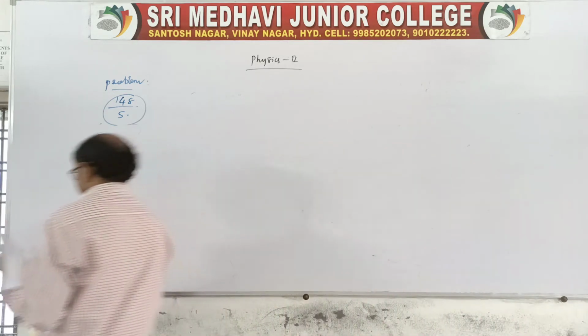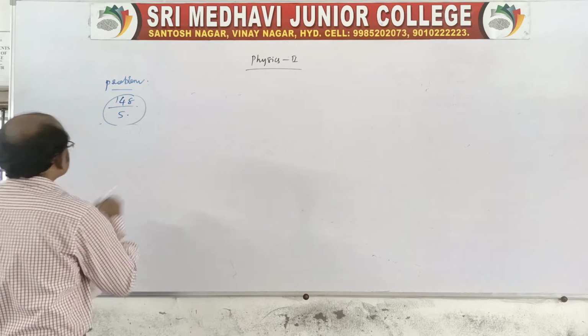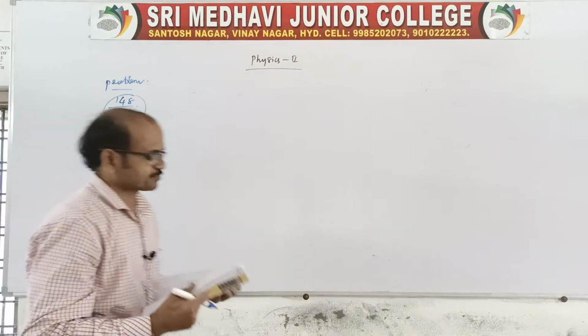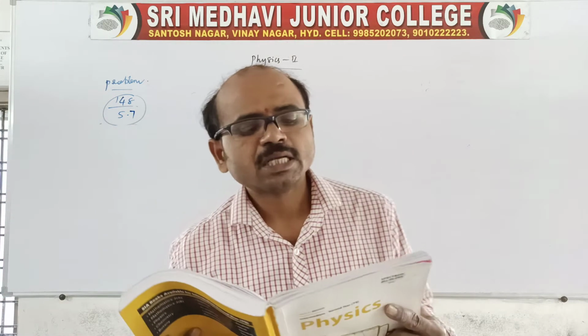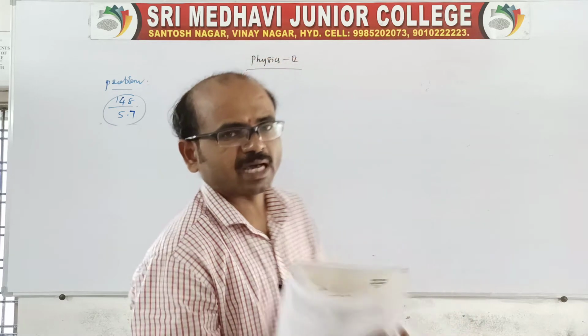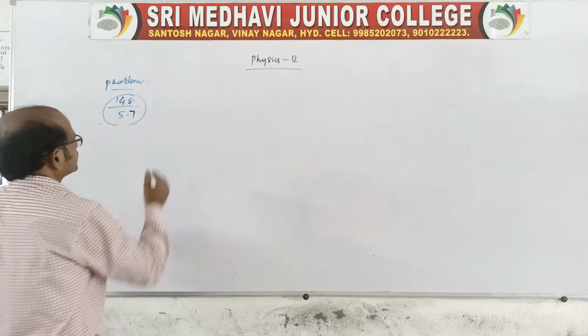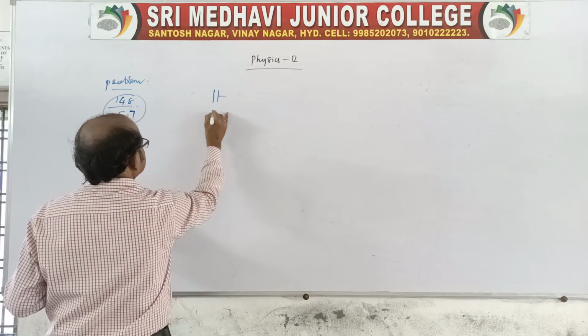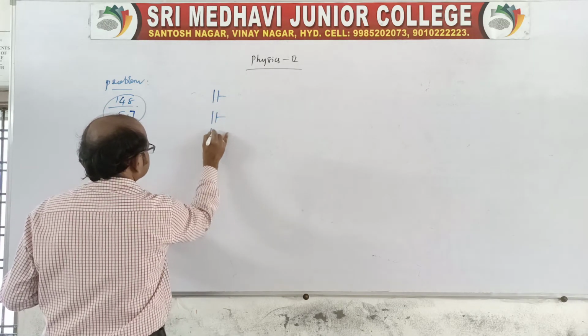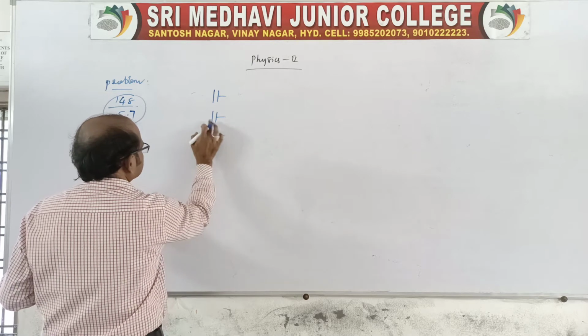Yes, it is 5.7. Go for 5.7 and read the question again. Three capacitors of capacitance 2 pF, 3 pF and 4 pF are connected in parallel. Yes, you draw a parallel combination as it is given. So this must be the same.